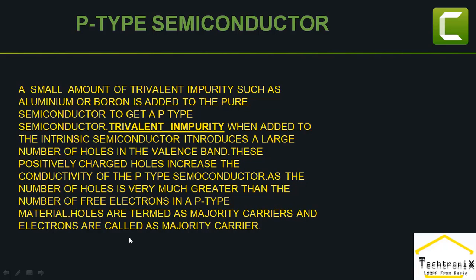First one is P-type semiconductor. A small amount of trivalent impurity such as aluminum or boron is added to the pure semiconductor or intrinsic semiconductor to get a P-type semiconductor. Trivalent impurity, when added to the intrinsic semiconductor, introduces a large number of holes in the valence band. These positively charged holes increase the conductivity of P-type semiconductor, as the number of holes is very much greater than the number of free electrons in a P-type material. So holes are termed as the majority carriers and electrons are called minority carriers in case of P-type semiconductor.